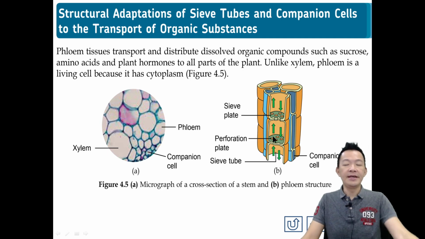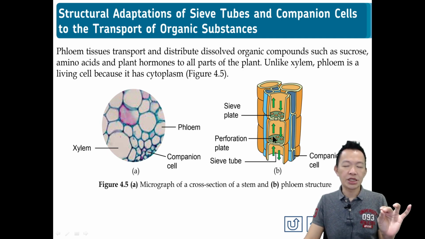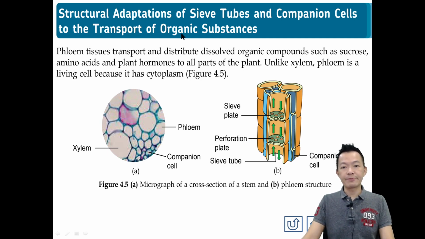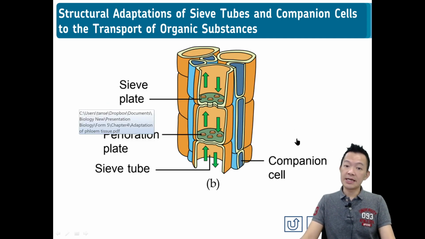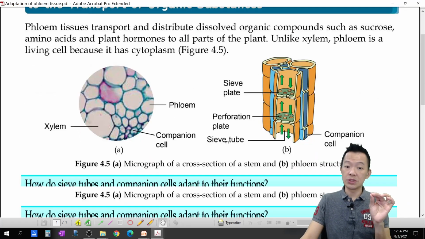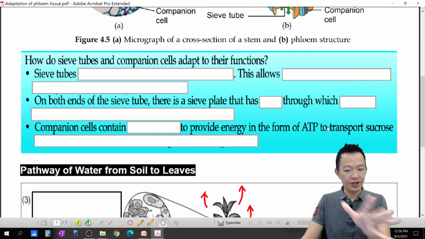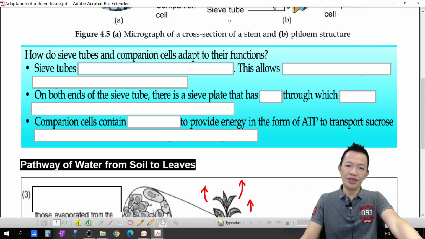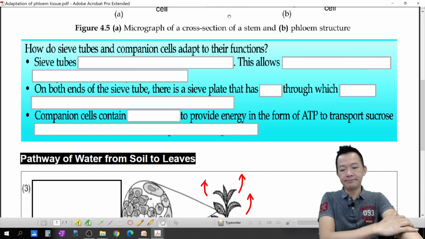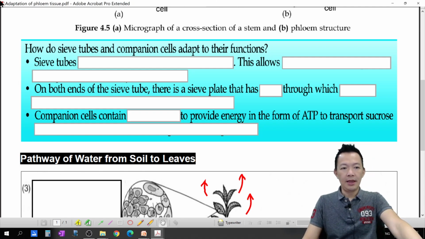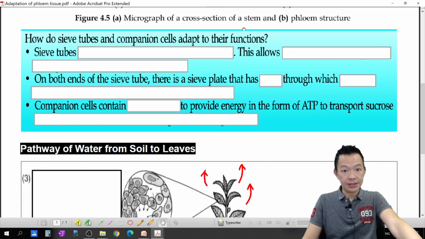Next， OK。Wow， the structural adaptation of the sieve tube and the companion cells to the transport of organic substances. Okay, so any special adaptation of the sieve tube and companion cells to the transport of the organic substances. 它有什么特别呢？他们将改变自己呢，然后帮助植物送它的食物呢。Okay, we continue again. 我们又再继续了。Sieve tube, companion cell. So how do the sieve tube and companion cell adapt to their functions?